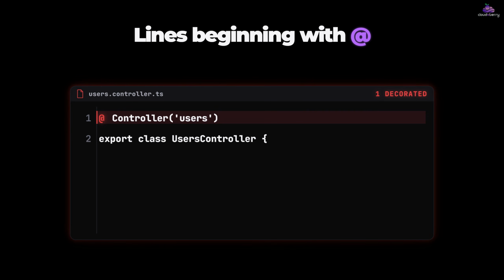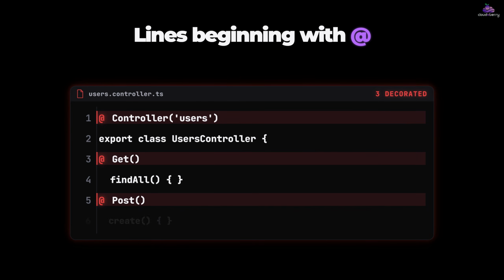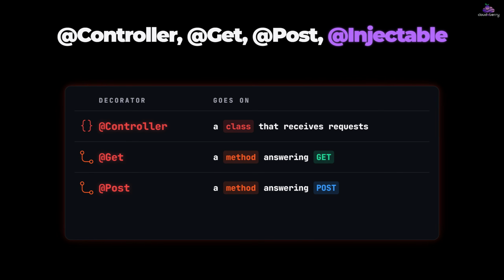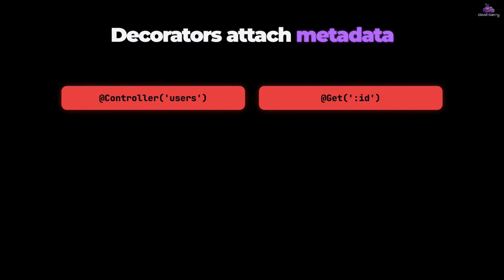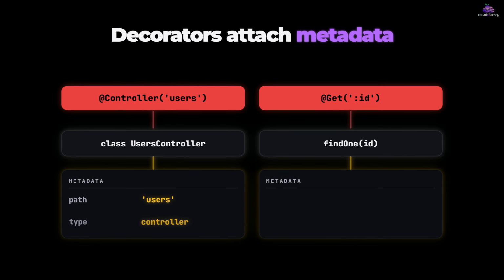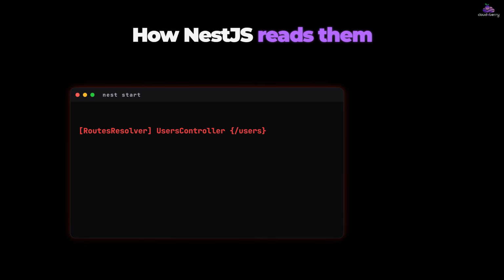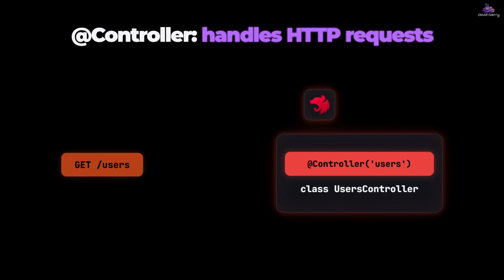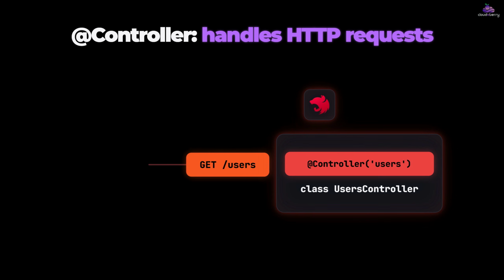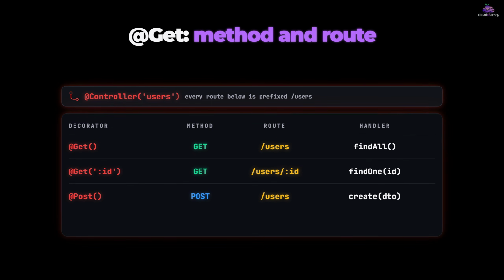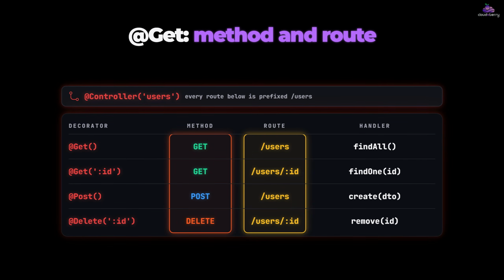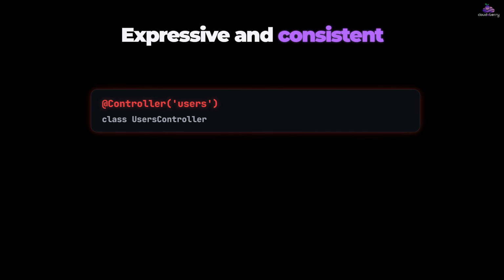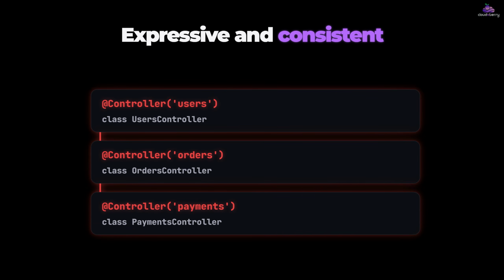As you start working with NestJS, you'll also notice many lines beginning with the @ symbol, such as @Controller, @Get, @Post, and @Injectable. These are decorators. Decorators attach metadata to classes and methods so that NestJS can understand how they should be used. For example, @Controller tells NestJS that a class handles HTTP requests, while @Get tells it which HTTP method and route a particular method should handle. They may look unfamiliar at first, but they make NestJS code expressive and consistent once you understand the pattern.